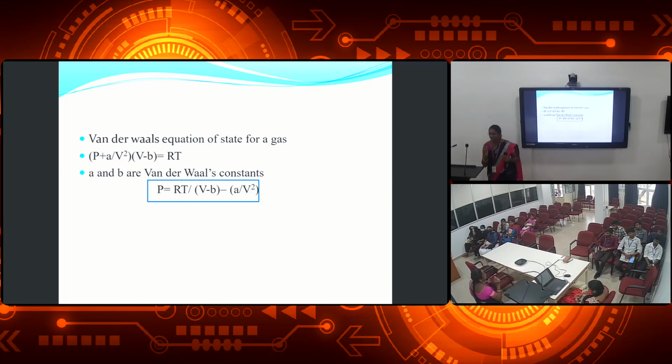Instead of pressure, what is the correction? P plus a divided by V square. Then V becomes V minus b, where b is 4 times the actual volume, equal to RT. This is the van der Waals equation, where a and b are van der Waals constants. The pressure is P equal to RT by V minus b, minus a divided by V square. This is the van der Waals gas equation, applicable at high pressure and low temperature conditions.